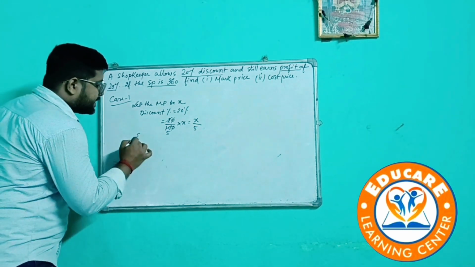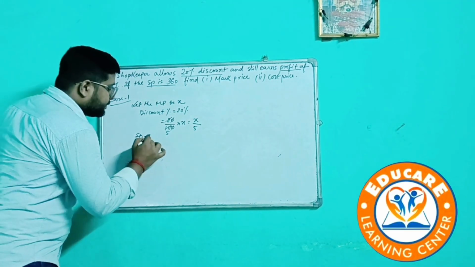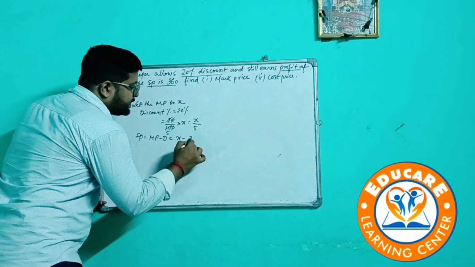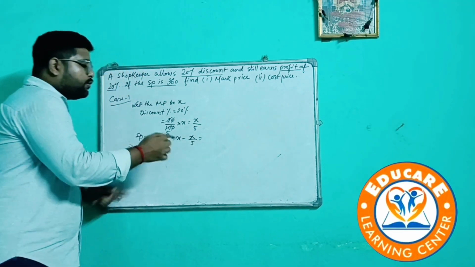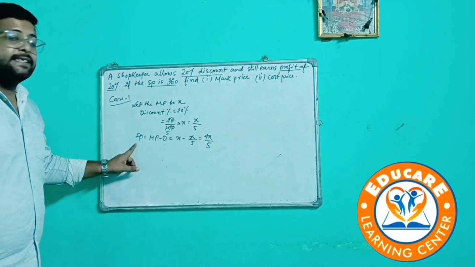Now you need to find the selling price. The formula for finding selling price in case of discount is mark price minus discount. That is X minus X by 5. If we do LCM, we will get 4X by 5. This is what? This is our selling price.